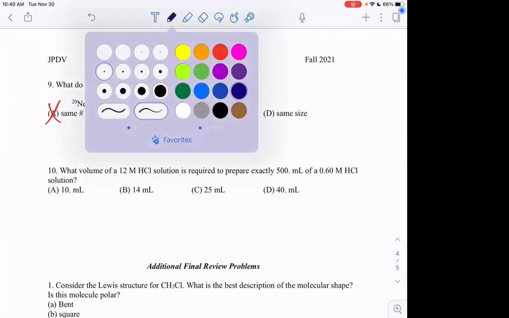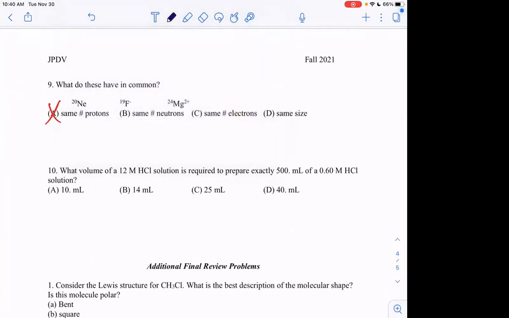Yeah, most likely it's going to be electrons. You've got to figure it out. It could be neutrons. You just got to make sure they're not going to be the same size, because they have different nuclear charges. So these are neon, fluorine, and magnesium ions, so isoelectronic, right? And magnesium's lost 2. So they all have 10 electrons.